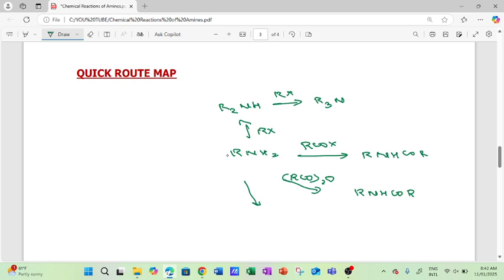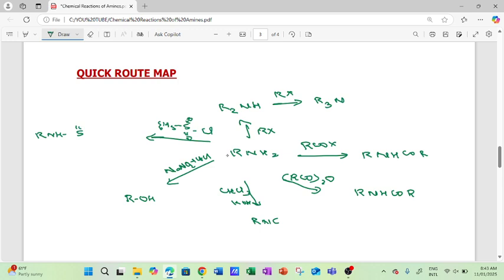Then when you add CHCl3 and KOH, which is chloroform and an alkali, you get RNC, alkyl isocyanide. And then when you add NaNO2, which is sodium nitrite, and HCl, which is diazotization, first you will get a diazonium salt, but it is unstable, so finally it changes to ROH, which is alcohol. And then we studied if there is a primary amine, you add Hinsberg reagent, which is C6H5SO2Cl, and we'll get RNH-SO2-C6H5.